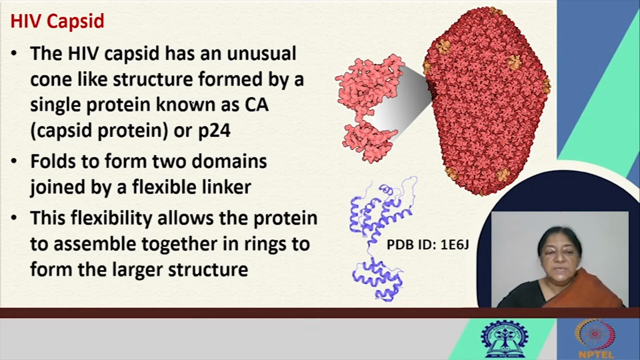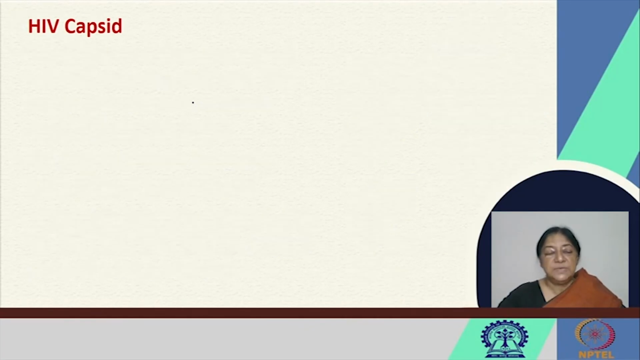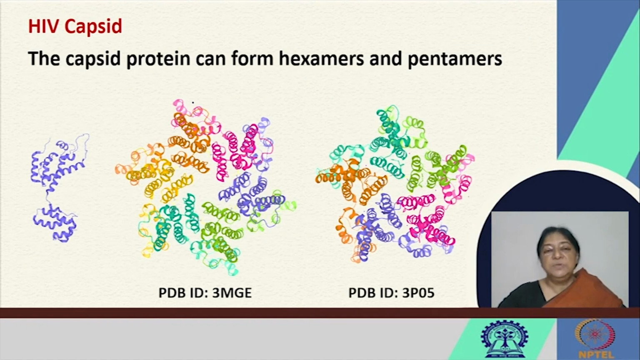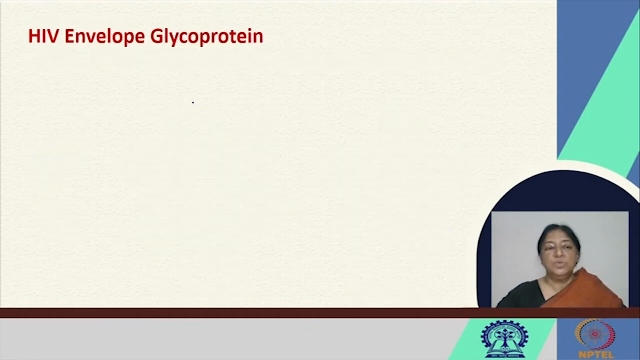This flexibility allows the protein to assemble together in rings that would result in this large structure that forms the HIV capsid. The capsid protein can again adopt different structures. It can form hexamers, it can form pentamers. The assembly is such that these then stack up to form the cone structure.